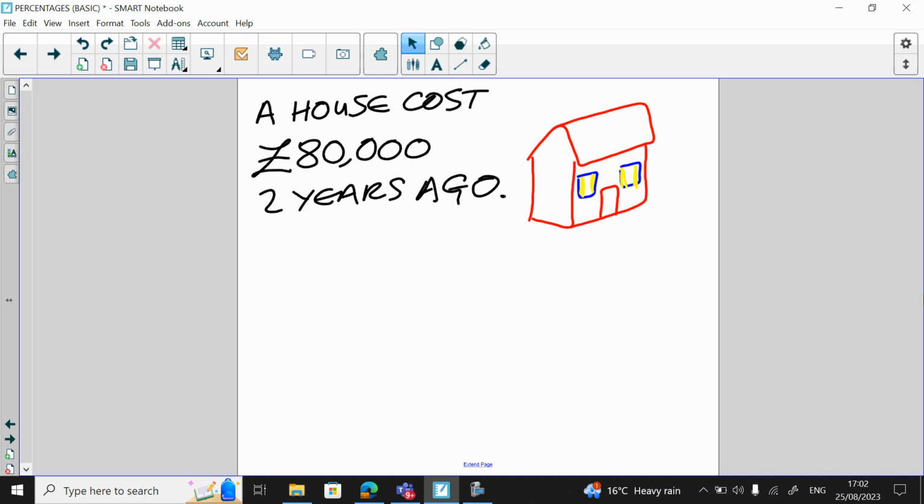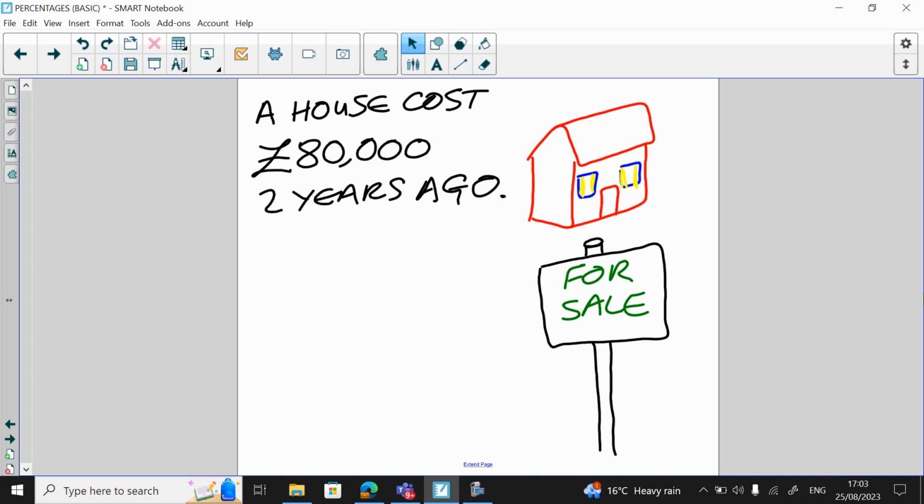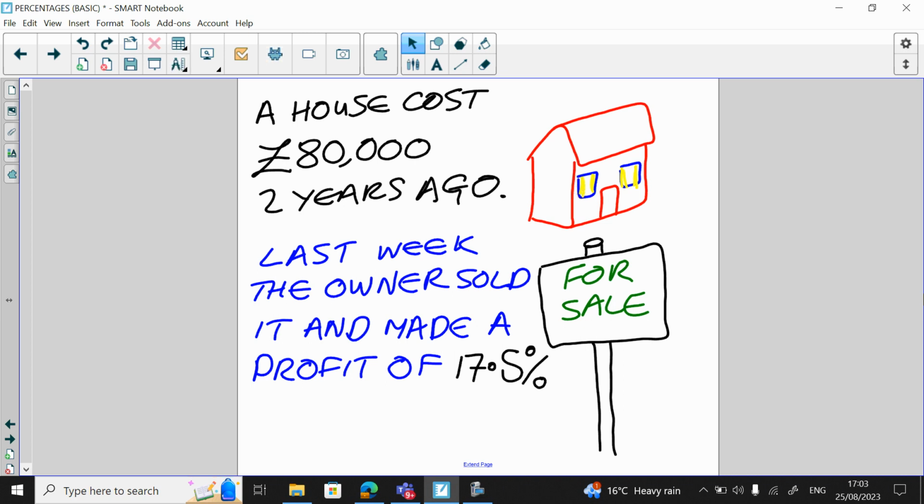Here we go. I talked about a house that cost £80,000 2 years ago. And this, the 2 years, that's sometimes what they call a red herring. It's irrelevant. It's the £80,000 we're interested in. Right, what's going to happen next? Well, it looks like it's going up for sale. That's fine. So when it goes up for sale, what's going to happen?